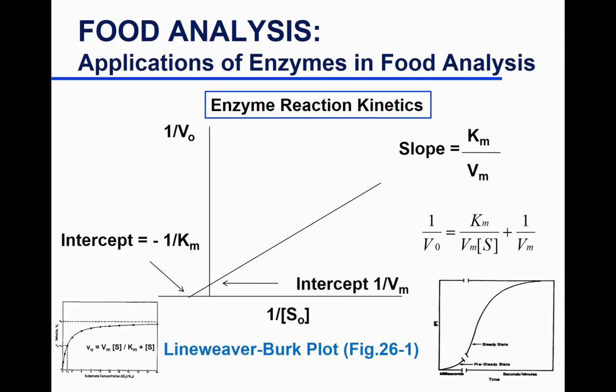So you invert: instead of velocity over substrate, you do 1 over velocity and 1 over substrate concentration. Then you end up having a linear line, an equation of the line, where the slope, rise over run, is Km over Vmax, and the intercept is 1 over Vmax. So when you get the equation, you can get the intercept, you calculate Vmax, and you have the slope. You can put the slope here and Vmax here, you get the Km. So it's pretty straightforward. You can get any enzyme reaction.